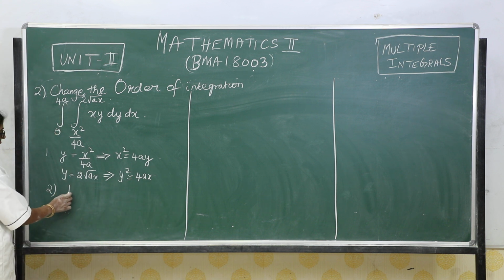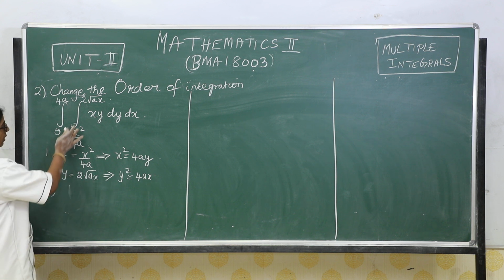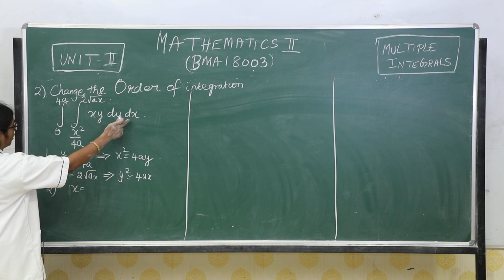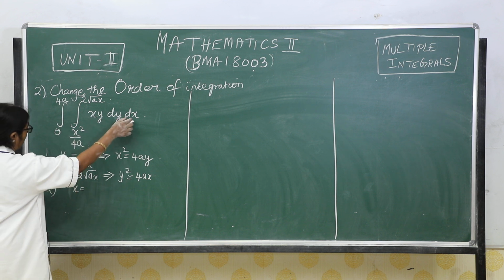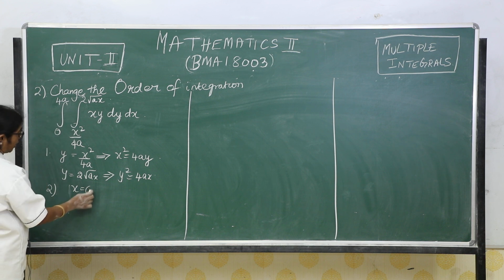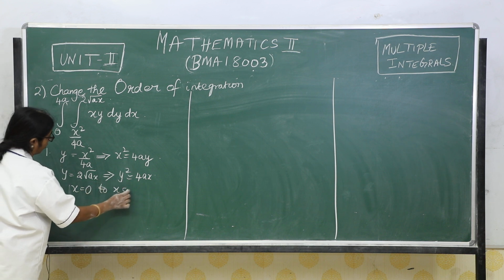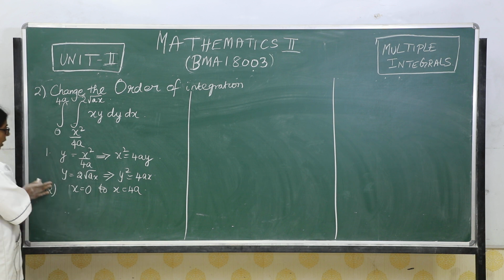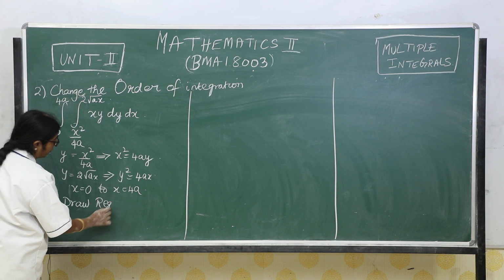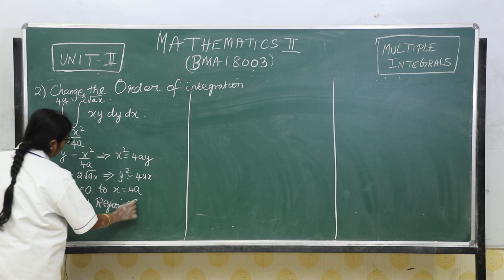Second, we will have to find out the limits of x. The x limits are the outer limits, x equal to 0 to x is equal to 4a. And therefore, now I will draw the region of integration. How to draw the region of integration?